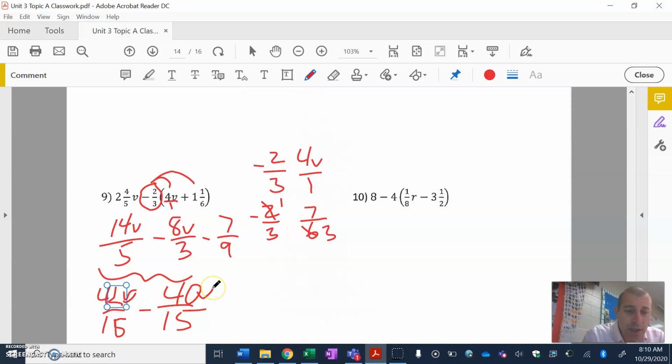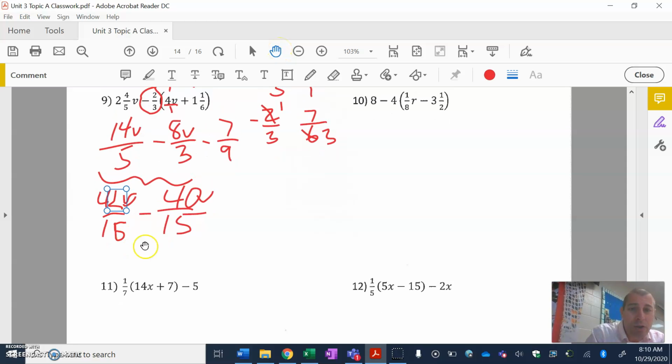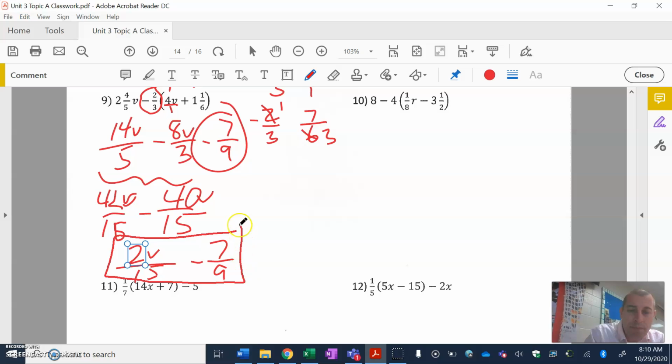40V. All right, so 42V minus 40V, 2V. Yeah, here we go. So I got a 2, I've got a V, I got a fraction bar, I've got a 15. And don't forget about this guy all the way over here, I got a minus 7. There we go. We're done. Show's over. Can't combine those guys together.